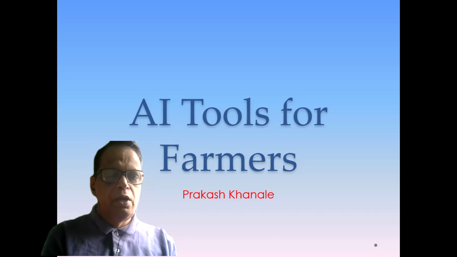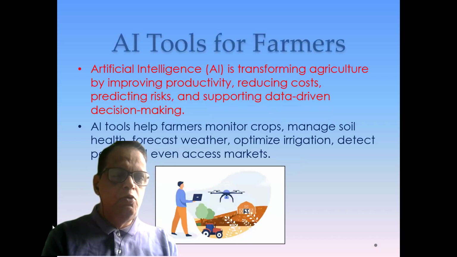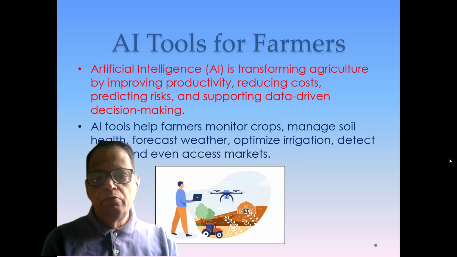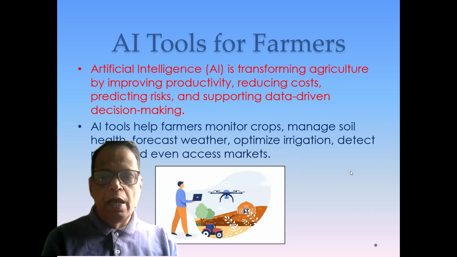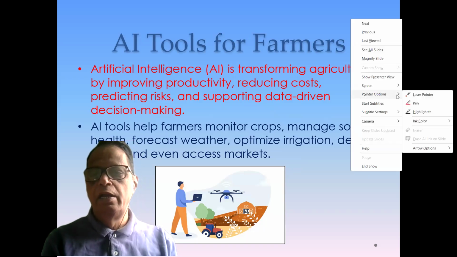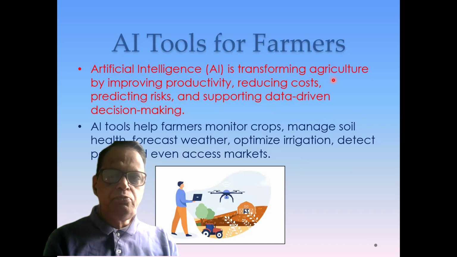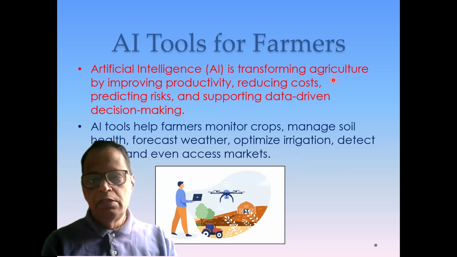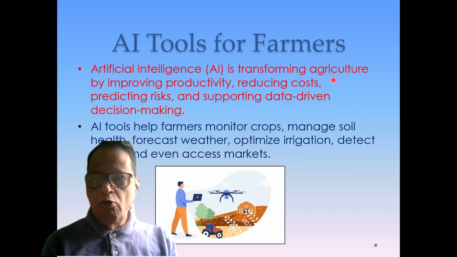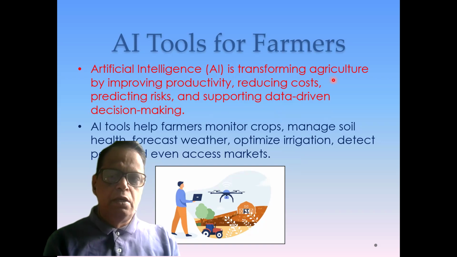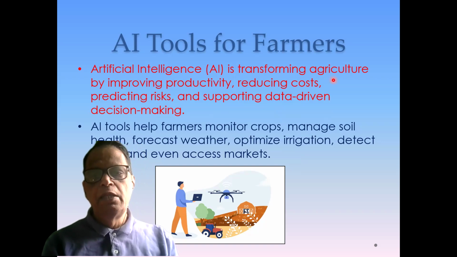So let us start the session and let us understand how it is possible to make use of AI by the farmers. Artificial intelligence, as we know, is transforming agriculture. In India, a large number of people are dependent on agriculture. In agriculture, many times things are unpredictable and cannot be controlled by the farmer, and therefore the farmer will suffer a loss. But this loss can be minimized by making use of AI.